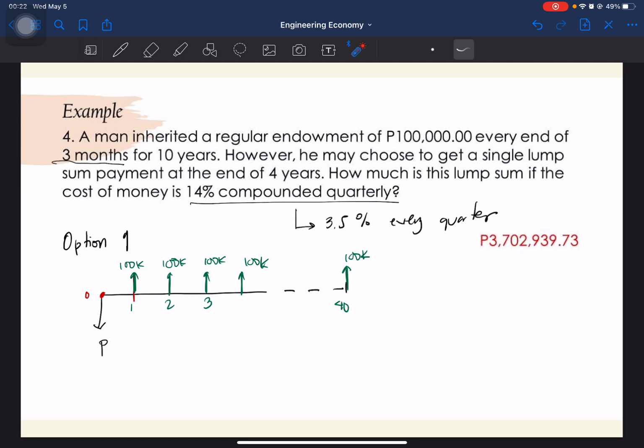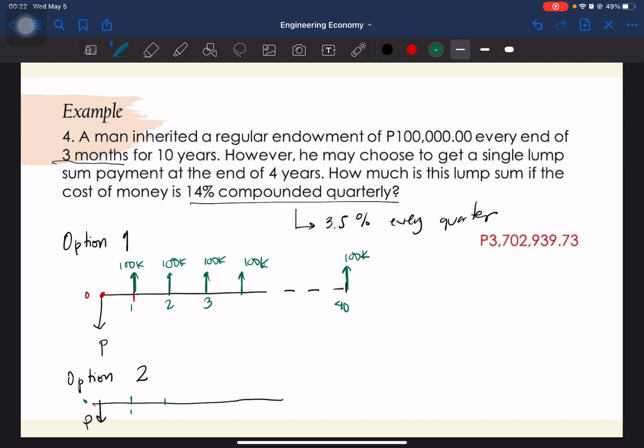So, ganti option 2. Kung 4 na taon, ilang quarters ang lilipas doon? 16, di ba? Kasi 4 na quarters times 4 na taon, 16 quarters. So, option 2 is, ganun din. May ininvest na P, yung magulang mo.